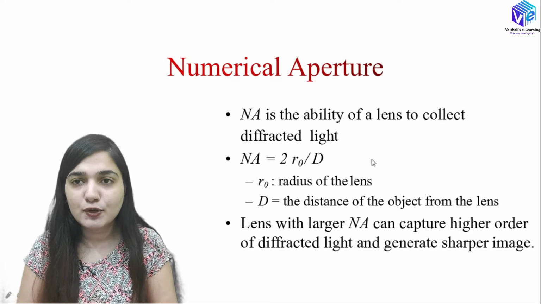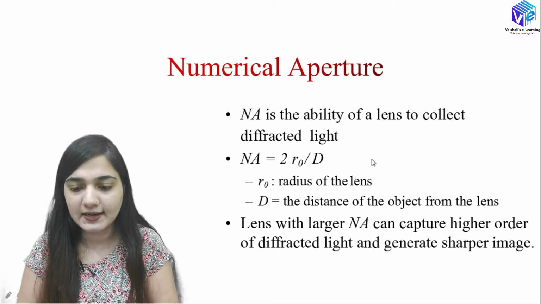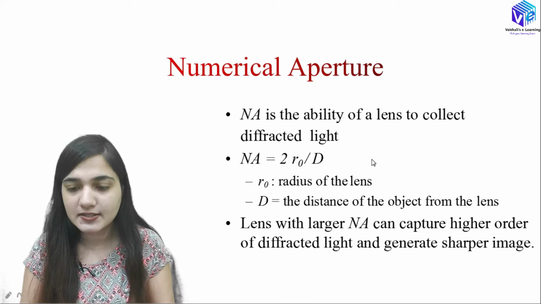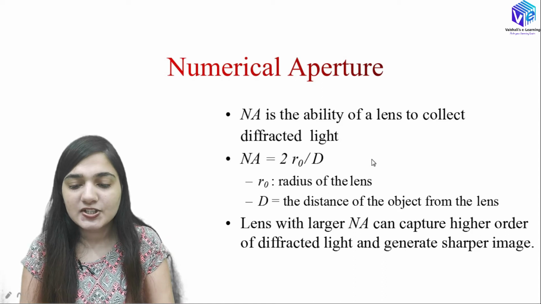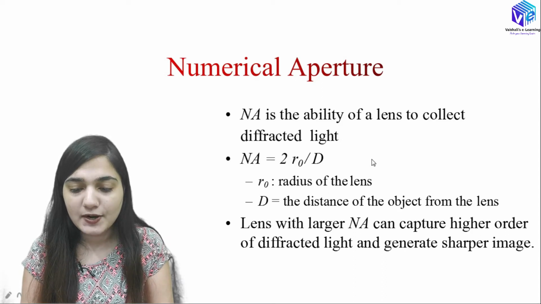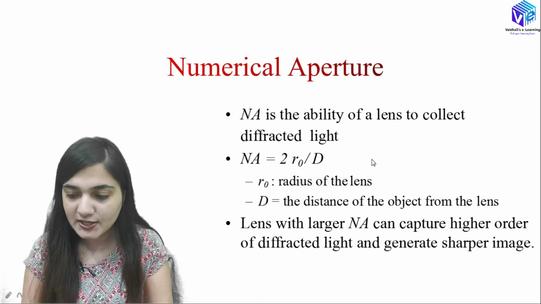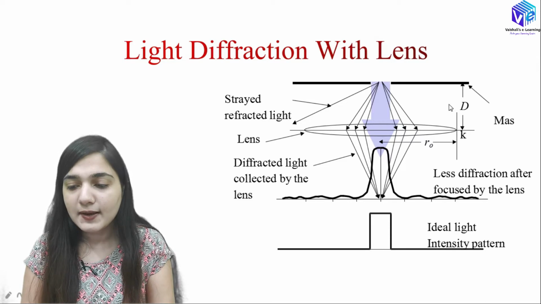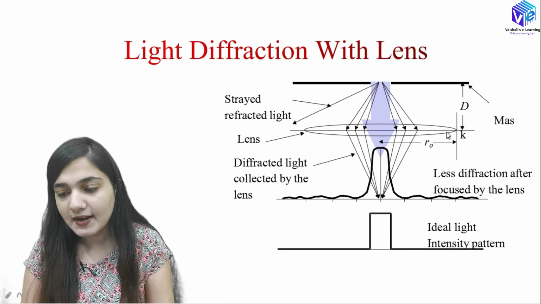As I have already told you, we use the lens to collect the diffracted light, and numerical aperture is the ability of the lens to collect this diffracted light. Numerical aperture is given as 2r0 upon D, where r0 is the radius of the lens and D is the distance of the object from the lens. D is this distance, where the slit is placed and where our lens is.